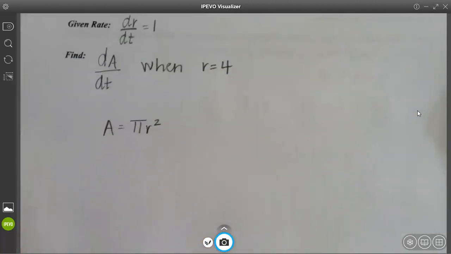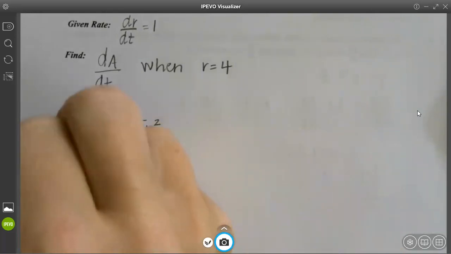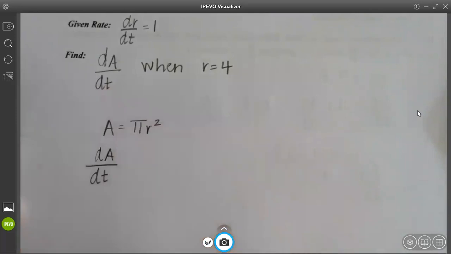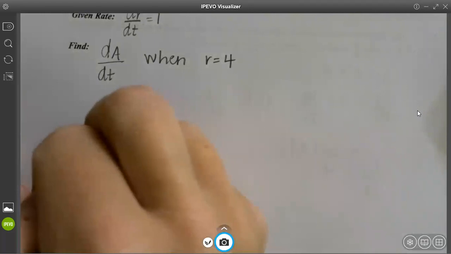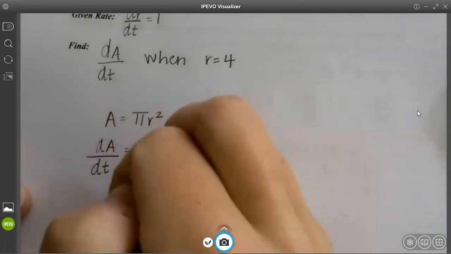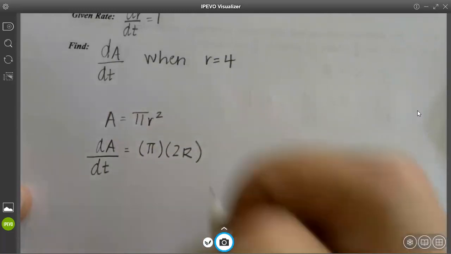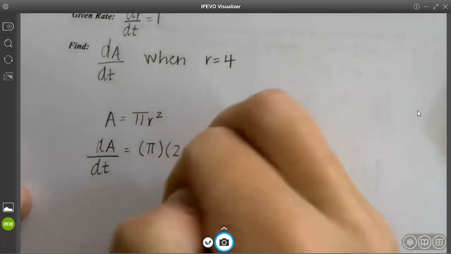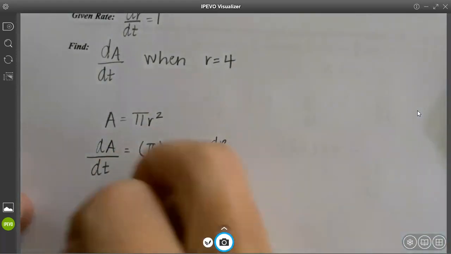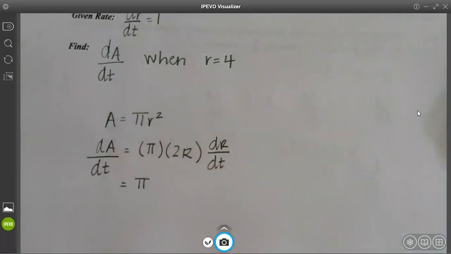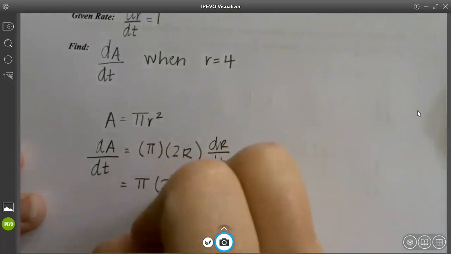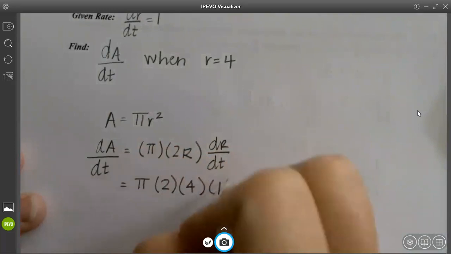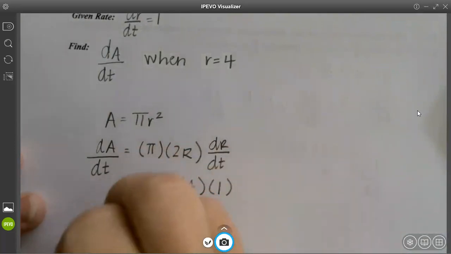Remember, pi is a constant, so don't get lost in that. Derivative of A, but we've got to write dA over dt. That's what we're looking for. How do I find the derivative of pi r squared? Remember, the pi stays. And then when I take the derivative of r, what do I have to write? Very good. You do not have to clean it up, 2 pi r, whatever. So pi times 2 times, what was our r? 4. What was our dr/dt? 1. 2 times 4 times 1 is 8 pi.